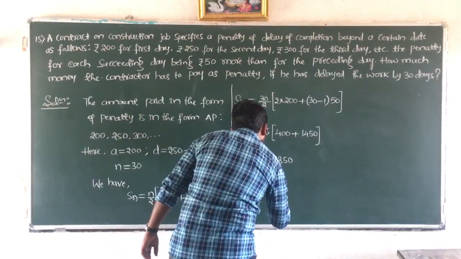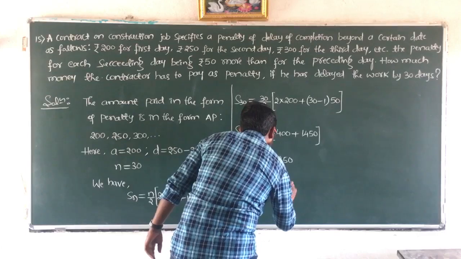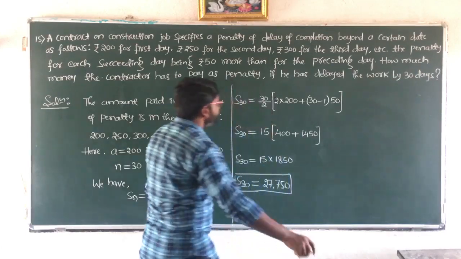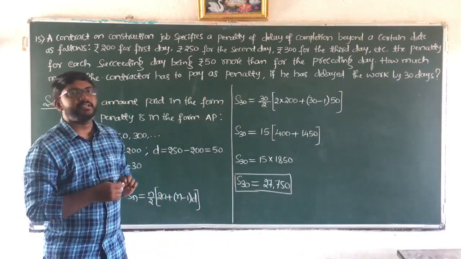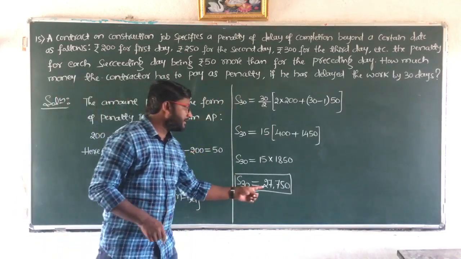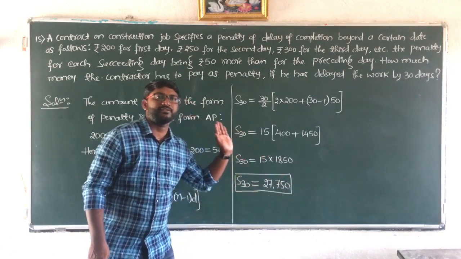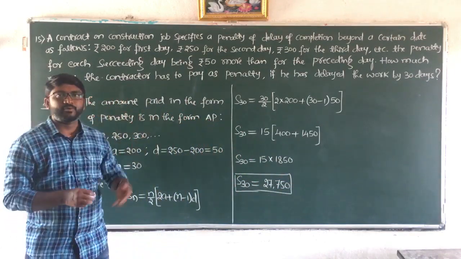Now S30 is equal to, if you multiply these two, we get 27,750. So this is the required answer. That means if he has delayed the work by 30 days, he has to pay 27,750 rupees. So this is all about the 15th problem.